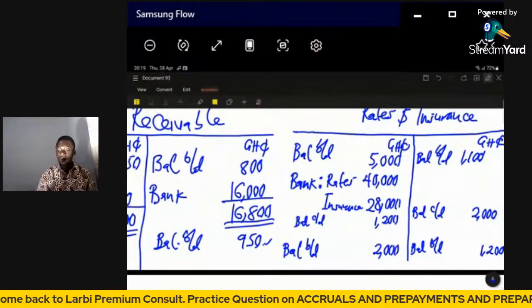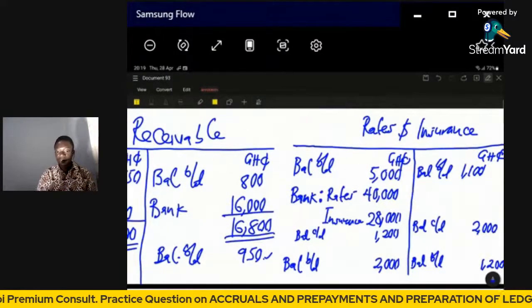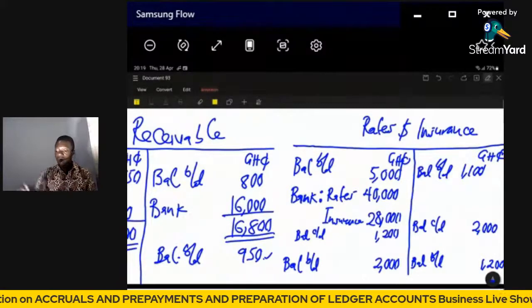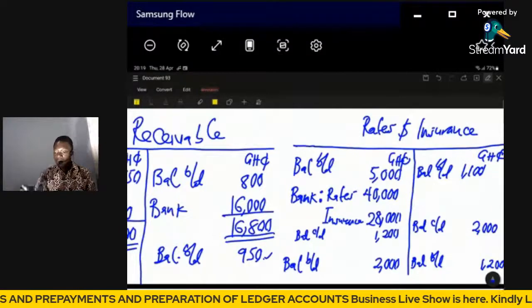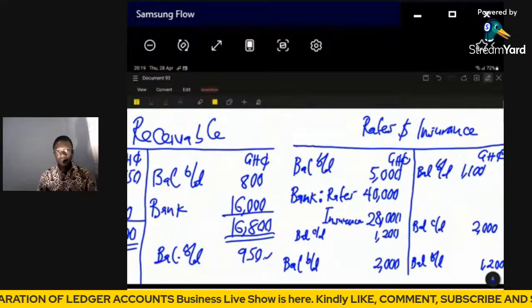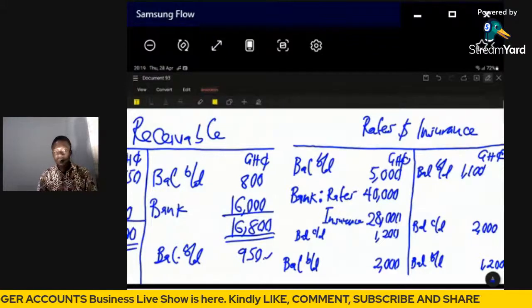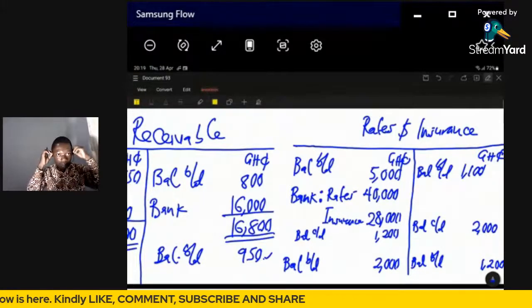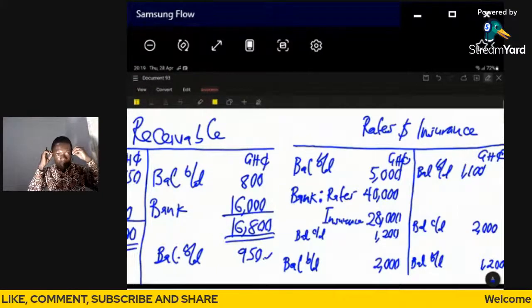You add all the figures at the debit side. Also add all the figures at the credit side, and you compare the two in terms of the total. The side which falls short, that's what we're going to add the difference to. And that difference is going to be called what? Profit and loss.